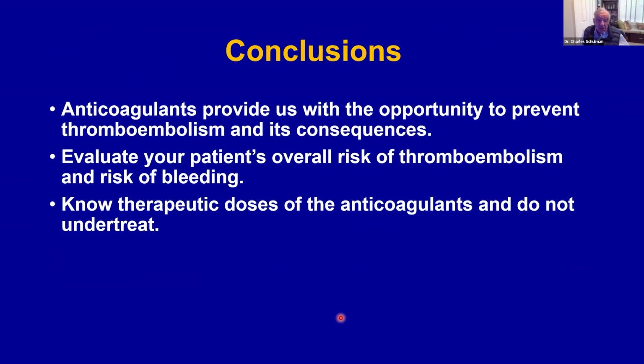And so the conclusion is that the anticoagulants provide us with the opportunity to prevent thromboembolism and its complications. Evaluate your patient's overall risk of thromboembolism and risk of bleeding, and decide on anticoagulation. Remember the therapeutic doses of the anticoagulants, and do not undertreat. That's a common problem in atrial fibrillation, is undertreatment. So generally speaking, for patients with atrial fibrillation, use the therapeutic doses.